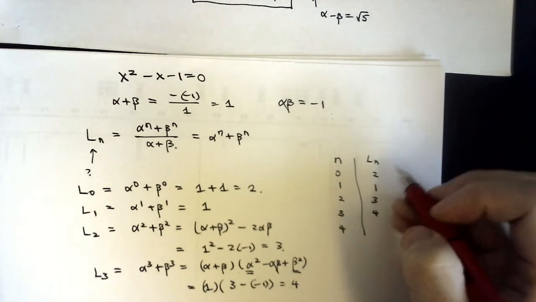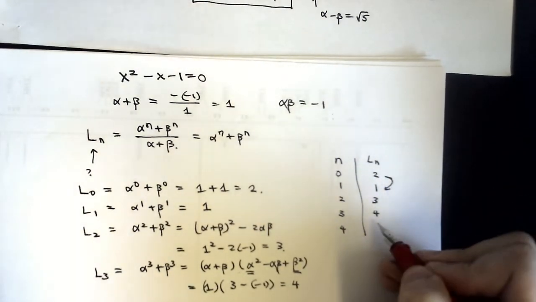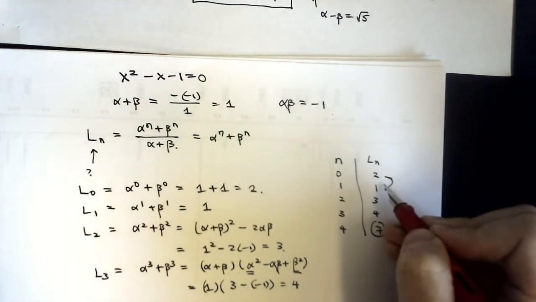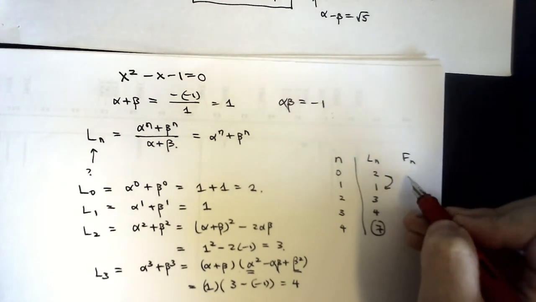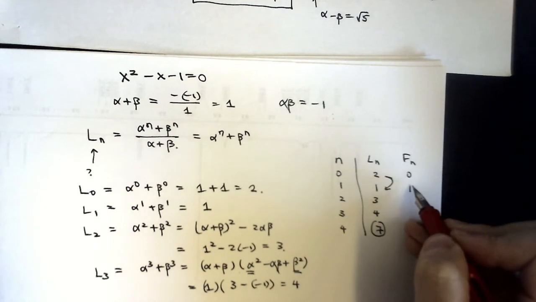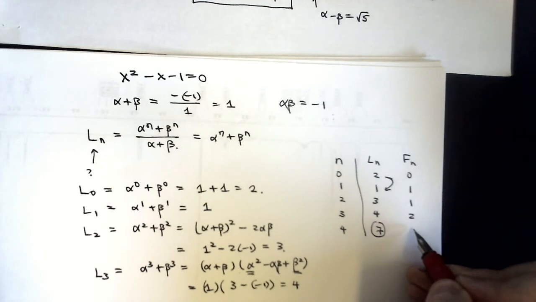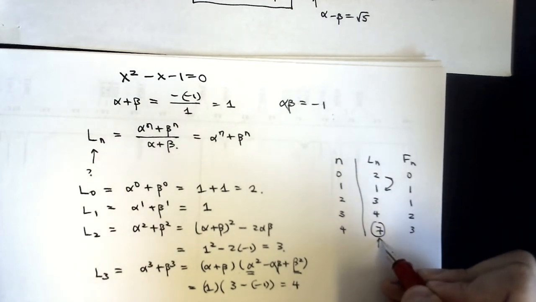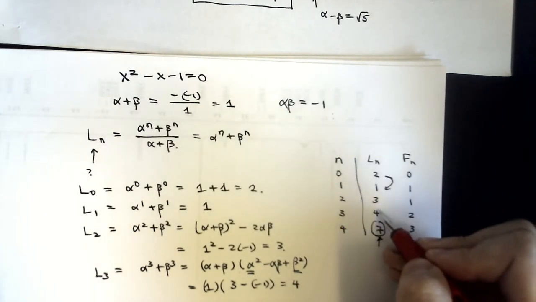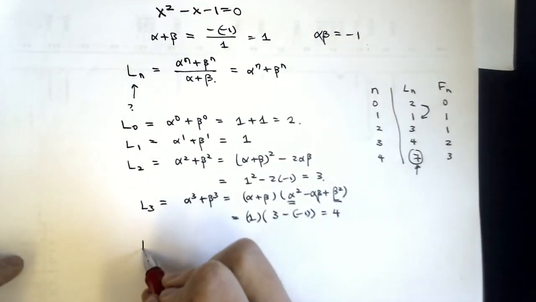It seems that the next one will be 7. Okay? Why is that? Just like Fibonacci sequence, this is 0, this is 1. And then the next one is the sum of the previous 2. So we have 1 here, and then 2 here, and then we will have 3 here. And then we guess L4 will be 7 because we just sum the previous 2 guys here. Okay, let's check.